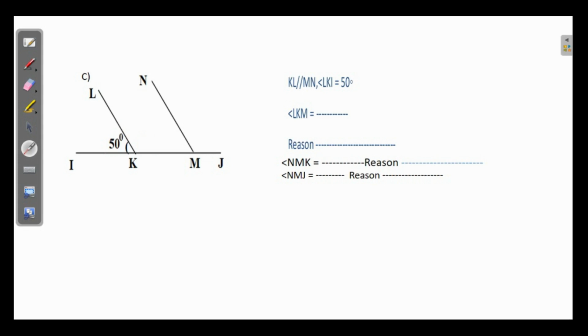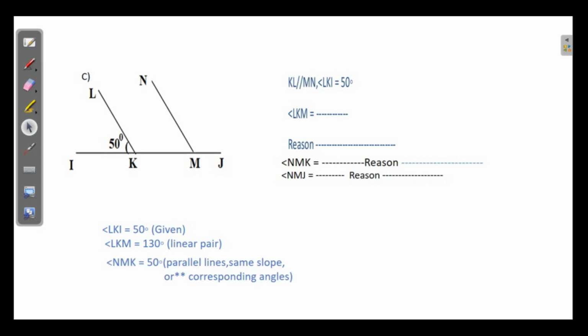Linear pair. That is angle LKI is equal to 50 degree, given, and angle LKM is equal to 130 degree. How will you get 130 degree? 180 minus 50 equal to 130 degree. Then the next one is angle NMK.